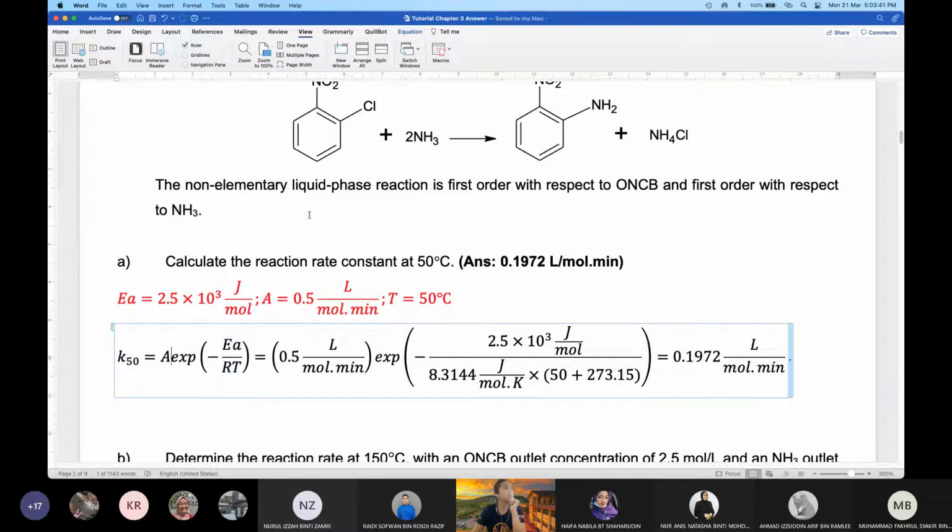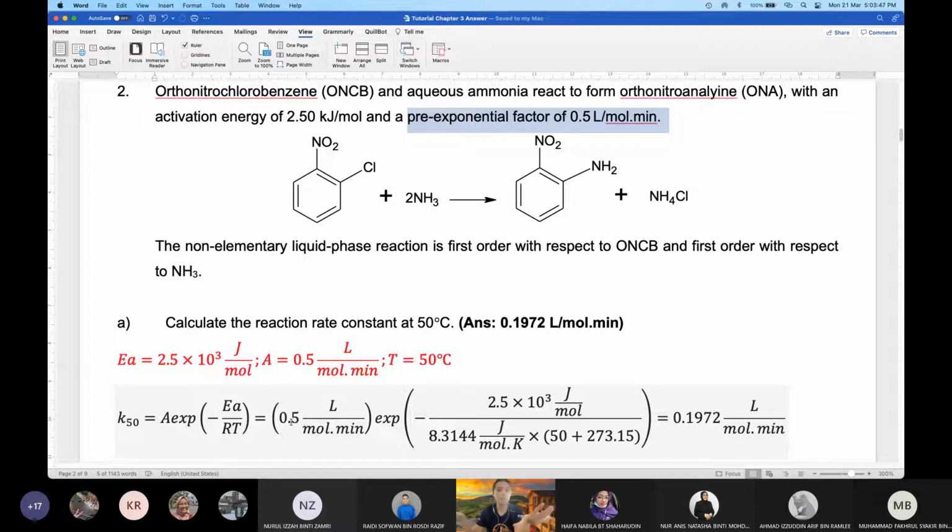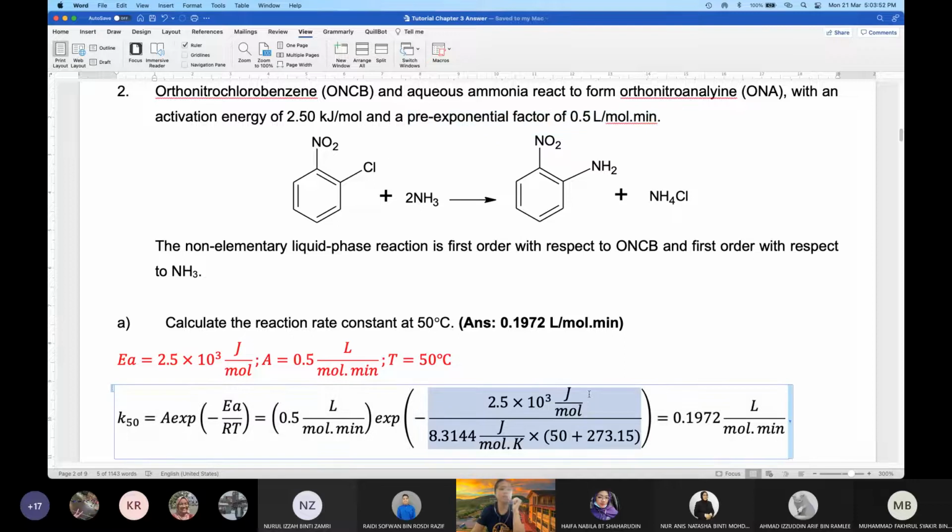Okay, so kamu replace sajalah one by one. Sebab A pre-exponential factor, question already tell us pre-exponential factor 0.5. So ganti 0.5. No problem. Senang saja. Okay, then the exponential part. So EA, dia beri 2.5 kilojoule per mole. But kamu dah tahu, I told you before, dia punya equation ada minus EA per RT. The R is your gas constant.